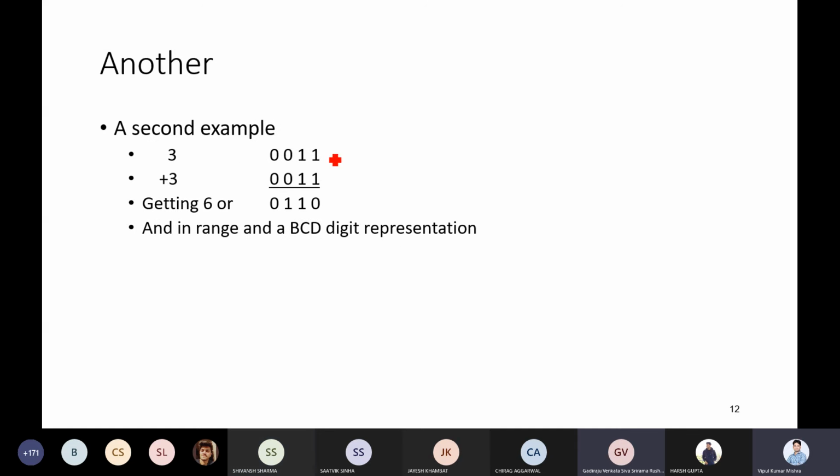Then let's take another example, 3 plus 3. That is also fine. But suppose I want to do 6 plus 4.